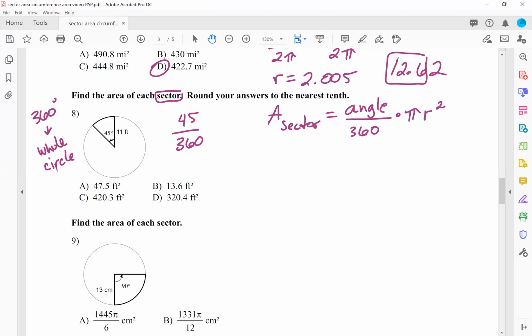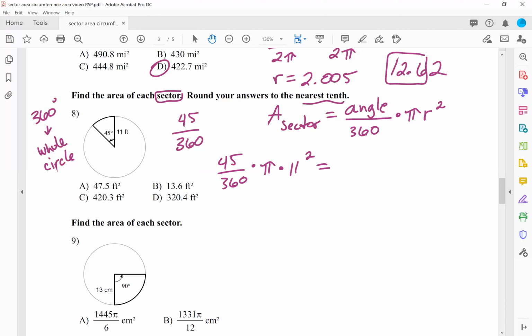So the pi r squared, that's the area. And then this fraction is how much of that area that we want. So here we have 45 out of 360 times pi times, and now my radius is 11, so 11 squared. And it says I want it to the nearest tenth, so I can just type all of this in the calculator and get my answer.